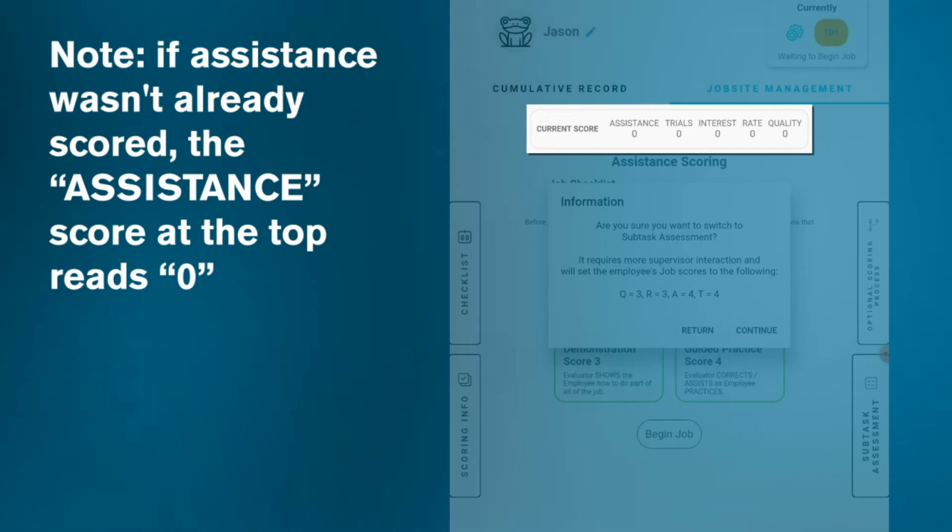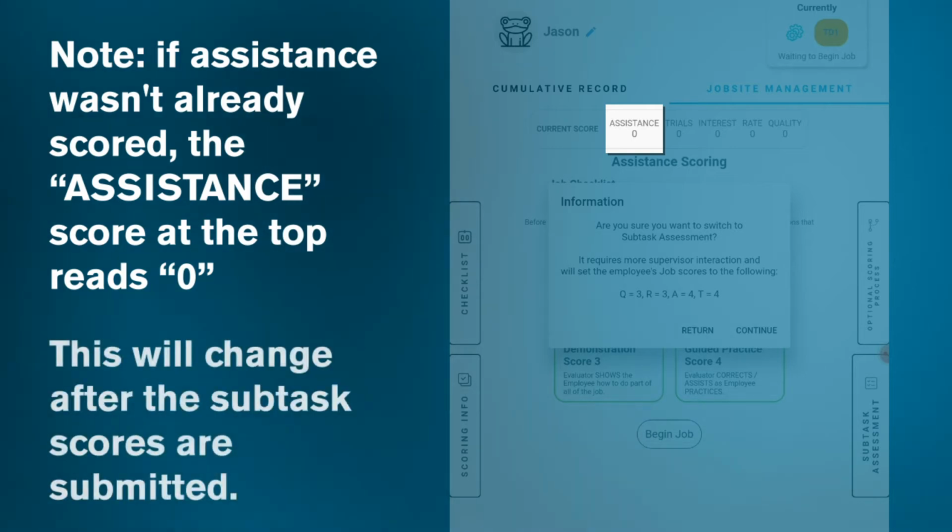Note, if assistance wasn't already scored, the assistance score at the top reads 0. This will change after the subtask scores are submitted.